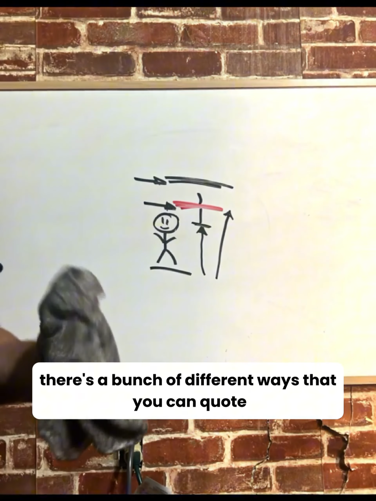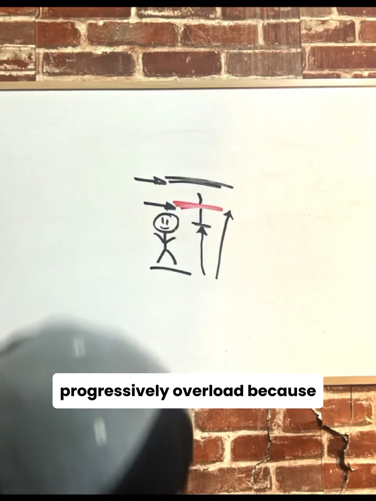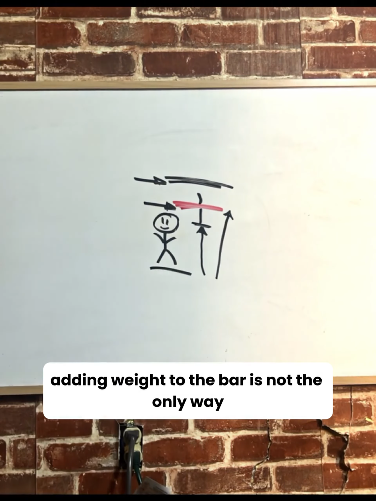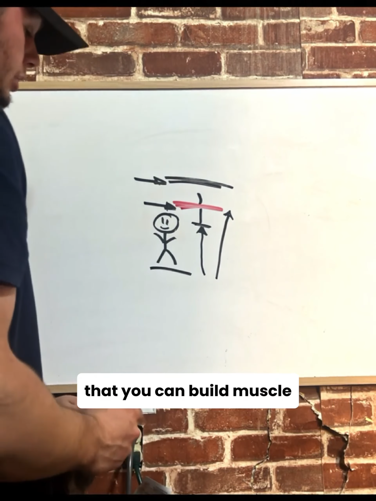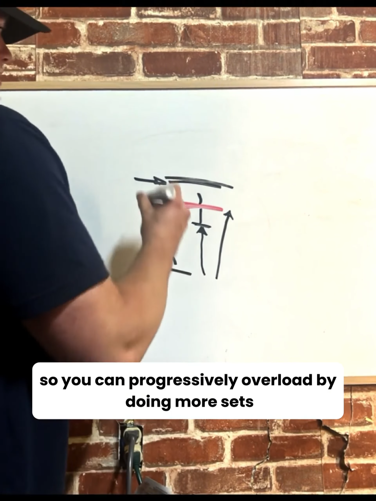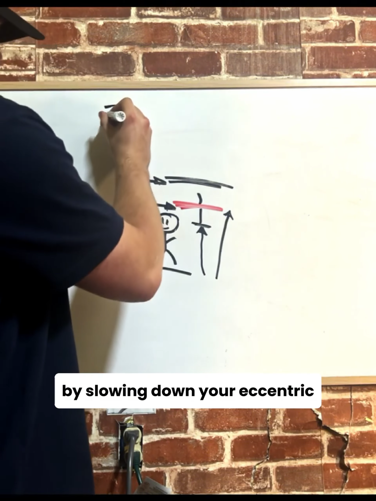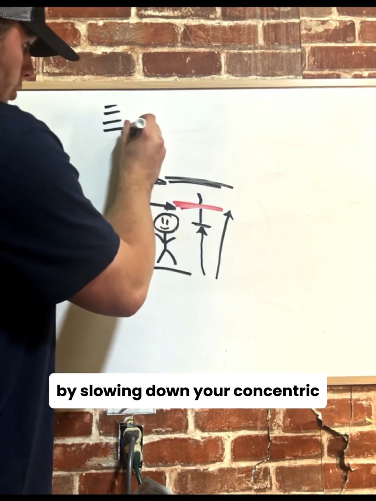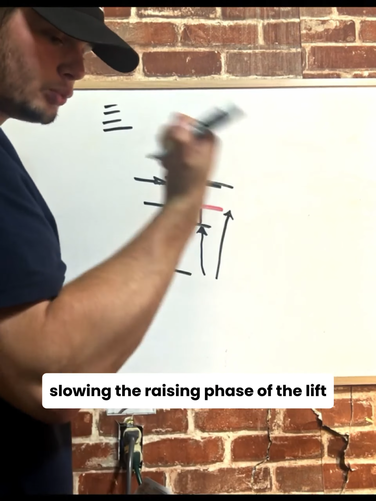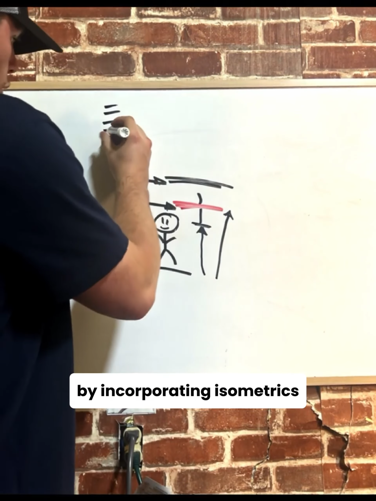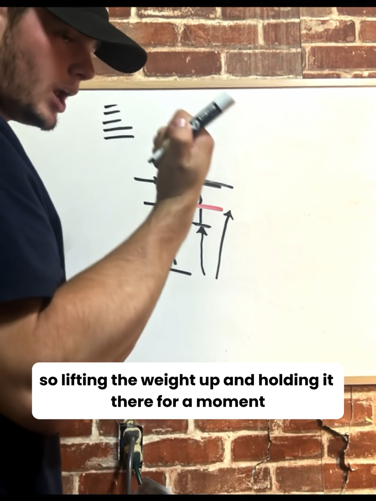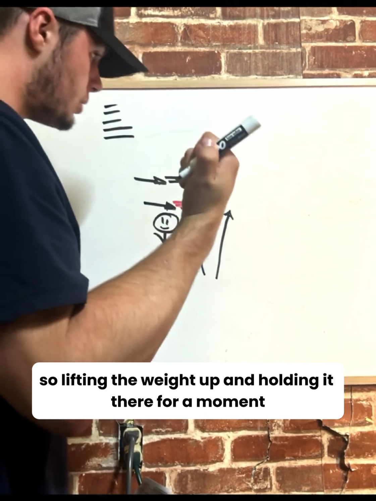There's a bunch of different ways that you can, quote, progressively overload, because adding weight to the bar is not the only way that you can build muscle. So you can progressively overload by doing more sets, by adding weight to the bar, by slowing down your eccentric, by slowing down your concentric, slowing the raising phase of the lift, by incorporating isometrics, so lifting the weight up and holding it there for a moment, by decreasing rest time.